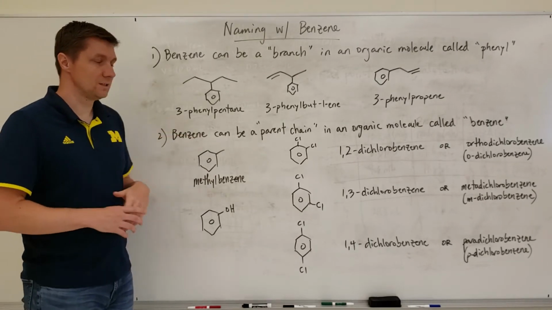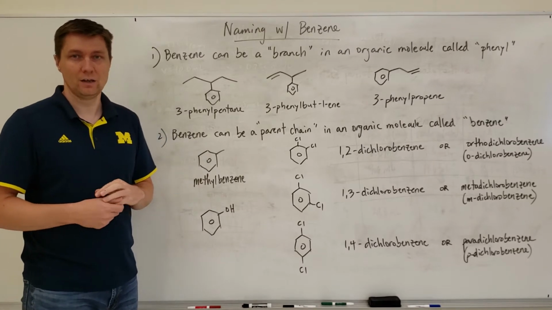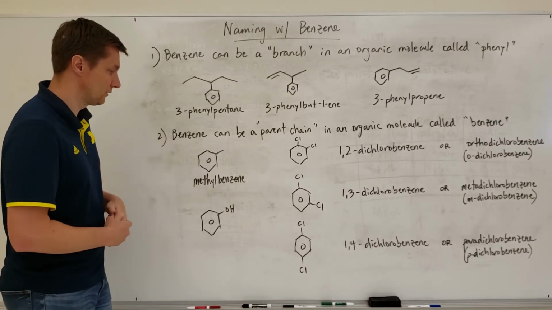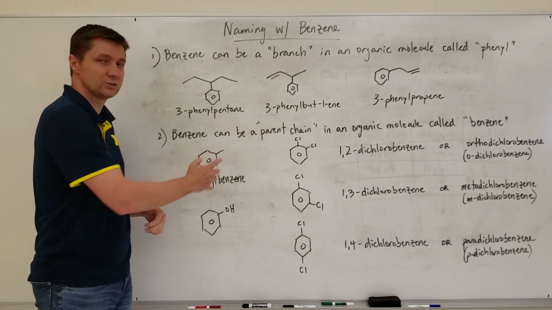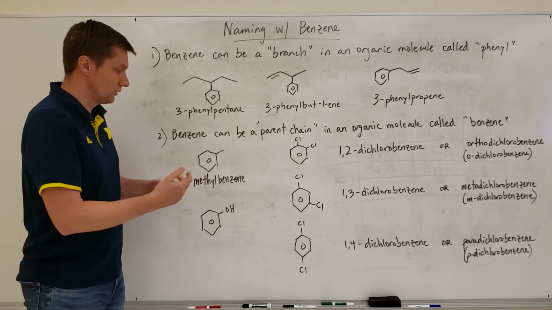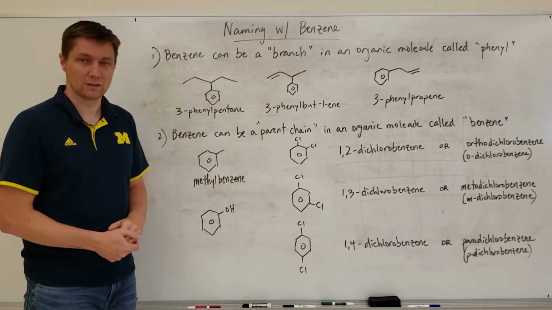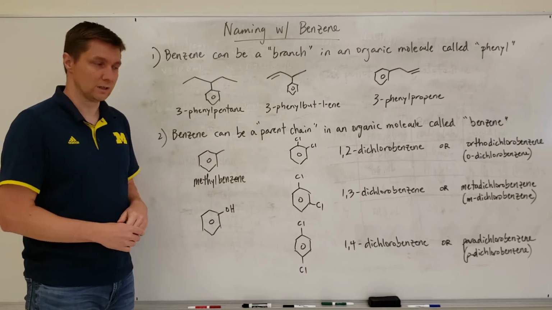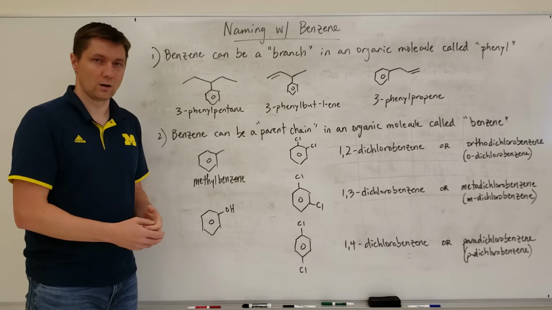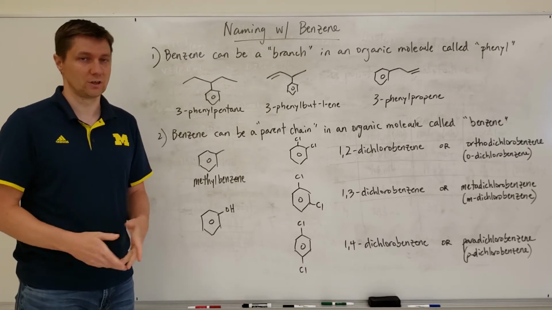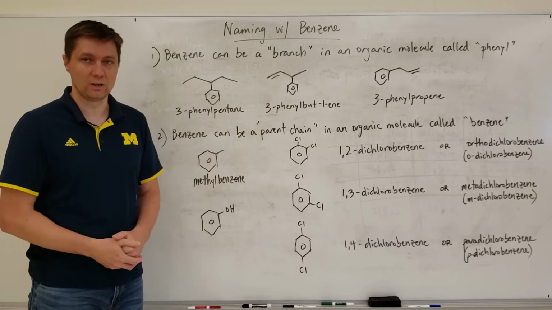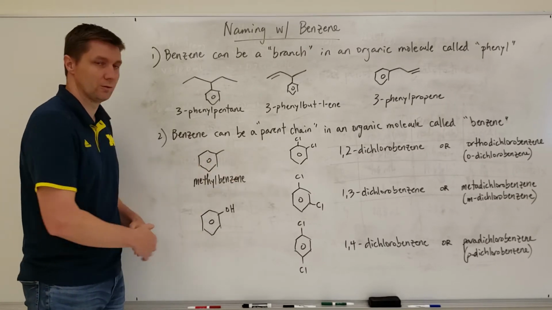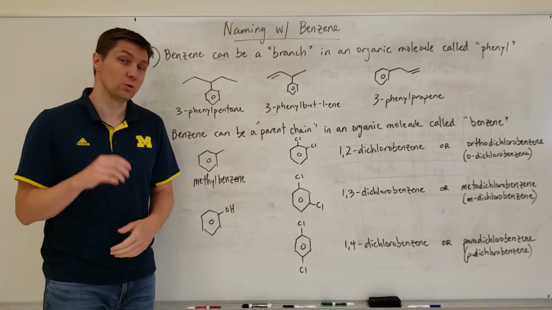Now, benzene can also be a parent chain in other situations, for example, this one right here. We've got a benzene ring with just a methyl branch coming off. So I would just name this methylbenzene. I don't need to give this a 1 because wherever I start the numbering, I'm going to start it so the branch gets the lowest number. So it's always going to have a 1. If I had multiple branches here, then I would give it numbers, but I don't. So this is just methylbenzene, sometimes referred to as toluene.